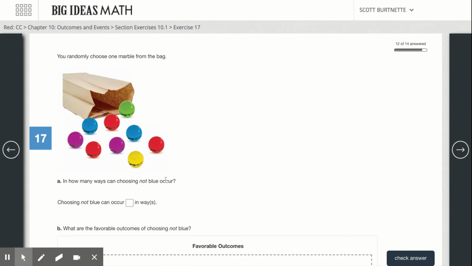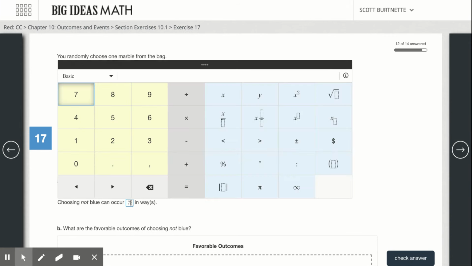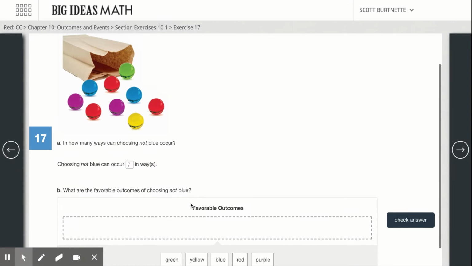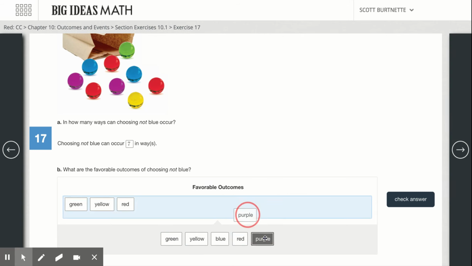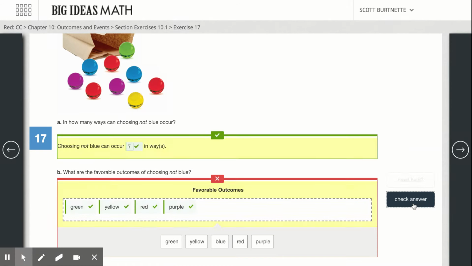Okay, how many ways can not blue occur? We got 1, 2, 3, 4, 5, 6, 7 not blue marbles. So I'm going to say 7 ways. The favorable outcome of not choosing blue would be, well, green is not blue, yellow is not blue, red is not blue, and purple is not blue. Check my answers. For some reason, it wants to give me that X, even though I got all the not blue ones. So if it's marking it wrong for you guys, it might be a glitch with the computer. So that is the correct answer.